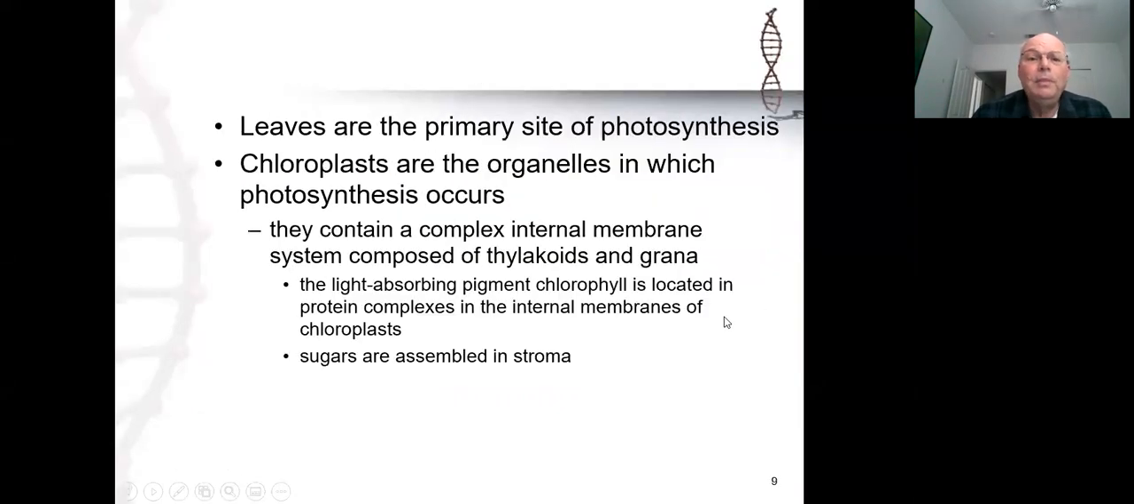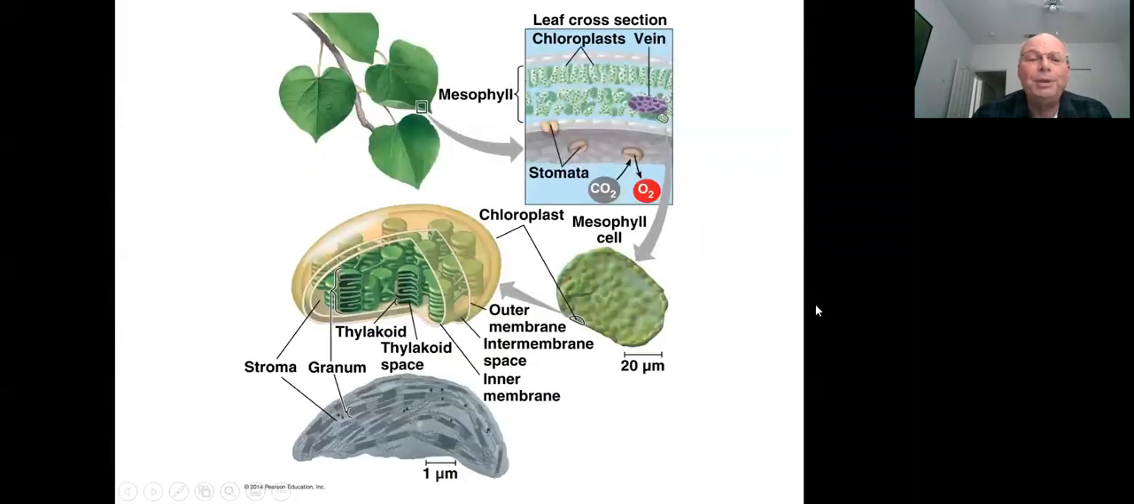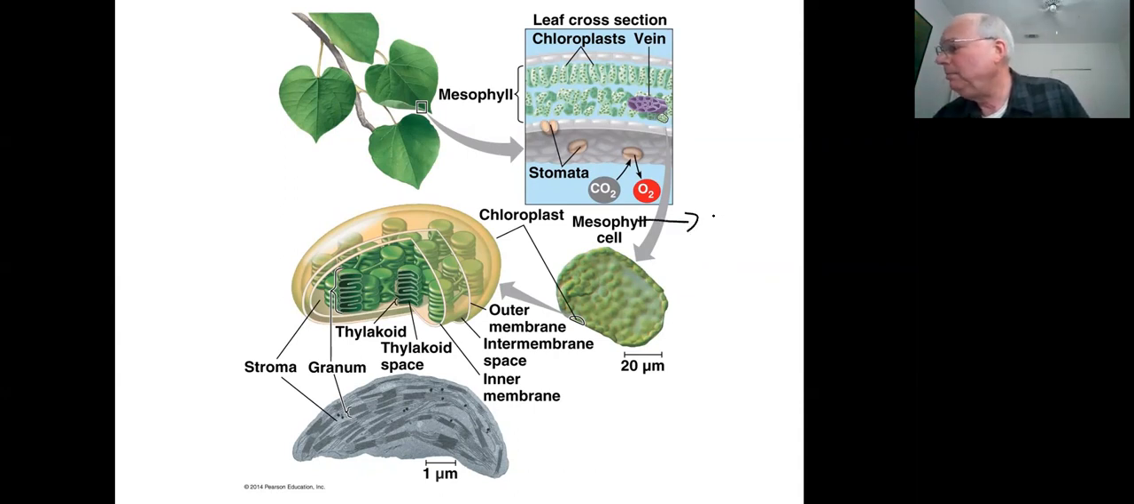So if we look inside plants for the location of photosynthesis, we know that it takes place in leaves. We know that it takes place in cells within the leaves called mesophyll cells. So if you see the term mesophyll, then you're basically talking about the cells that carry out photosynthesis.